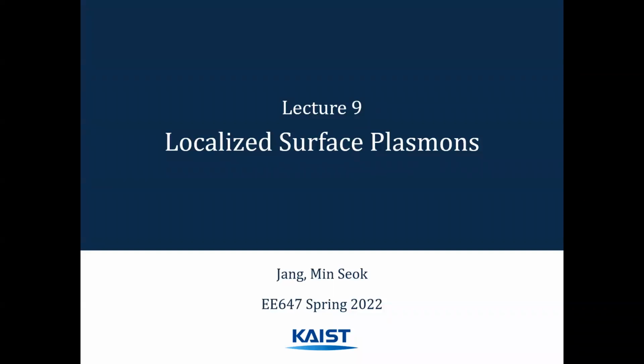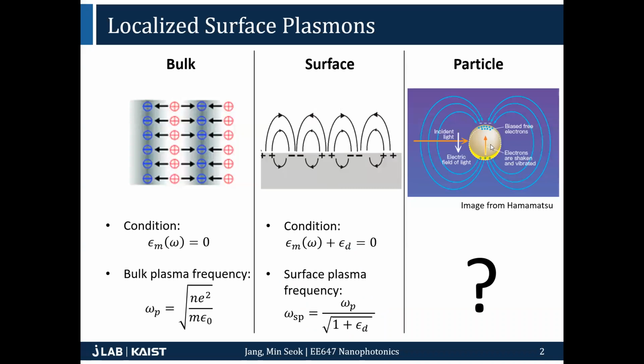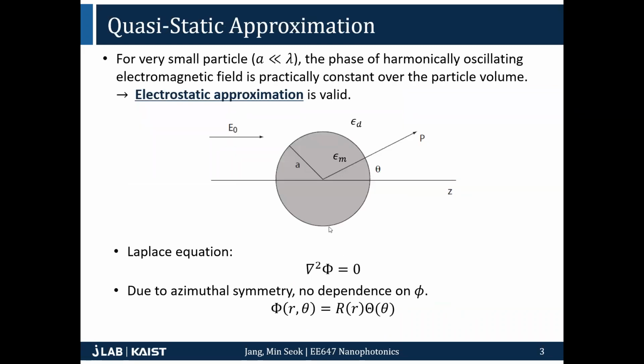What we learned last time was what happens when we have a localized nano metallic structure. So if you have a metallic nanoparticle, what would be the resonance conditions, and at what frequency would this resonance happen? And because we are talking about a very, very small particle, we can apply what is called the electrostatic approximation.